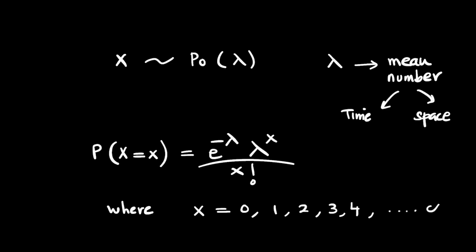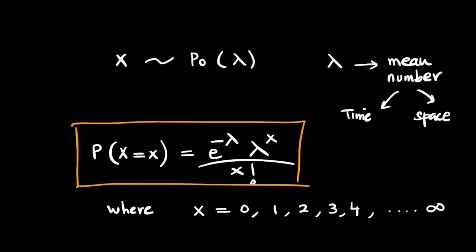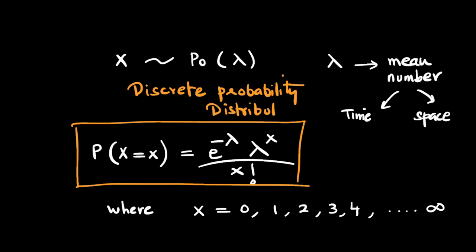It goes all the way till infinity. So now this is the formula that we will use. Yes, Poisson distribution is a discrete probability distribution because we will be calculating probability based upon individual values such as 0, 1, 2, 3, 4 all the way till infinity.